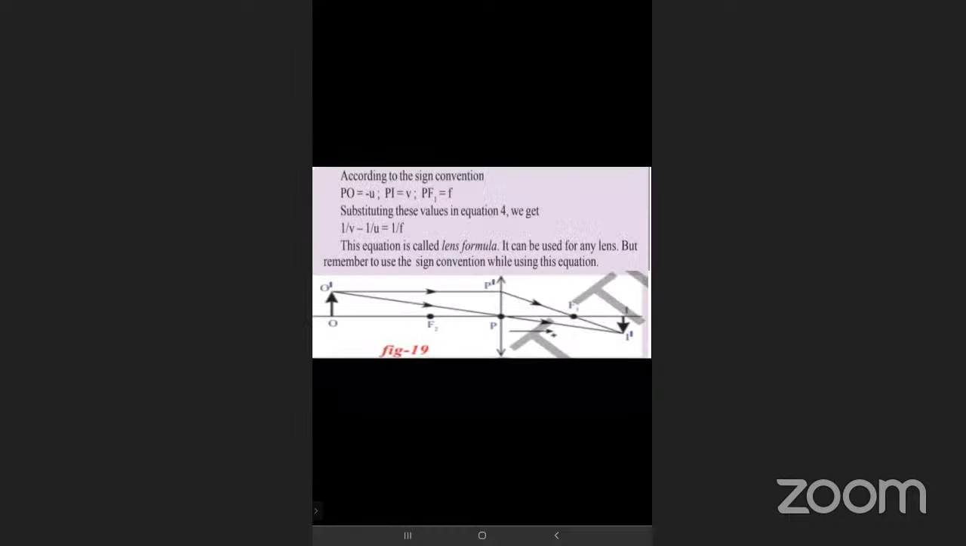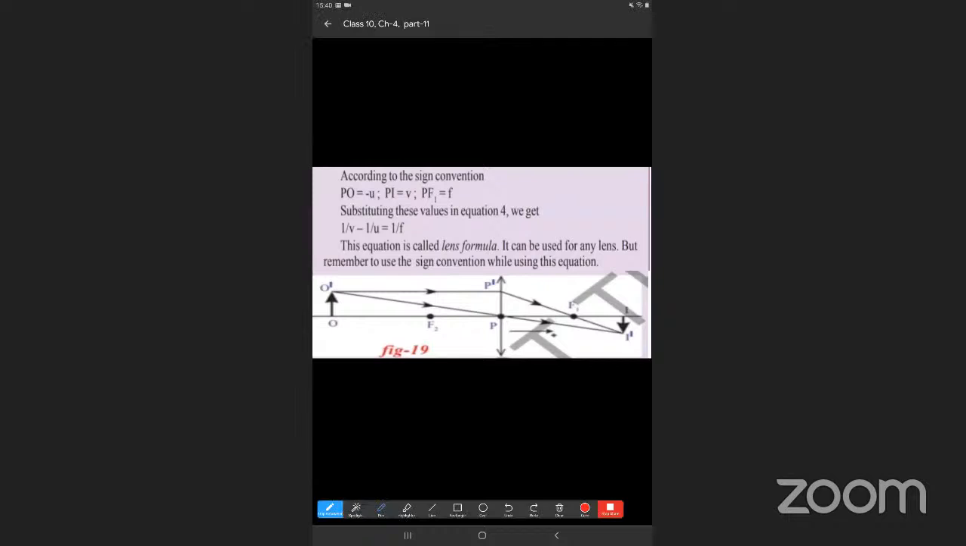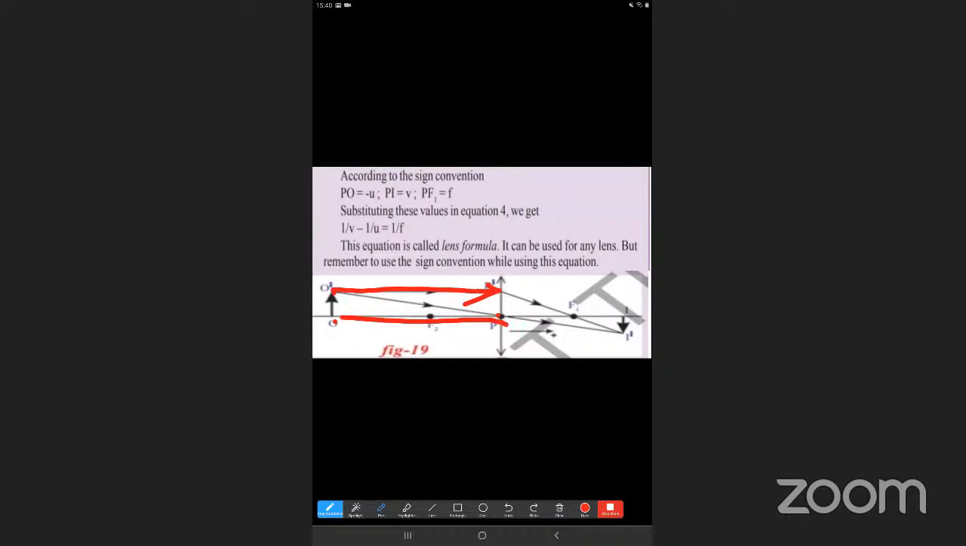According to the sign convention, PO is the object distance. This object distance is opposite to the incident ray, so we take PO equals minus u. The image distance is in the direction of the incident ray, so PI equals plus v. And PF1, the focal length, is also in the direction of the incident ray, so that is plus f. Now substitute all the values in equation 4.